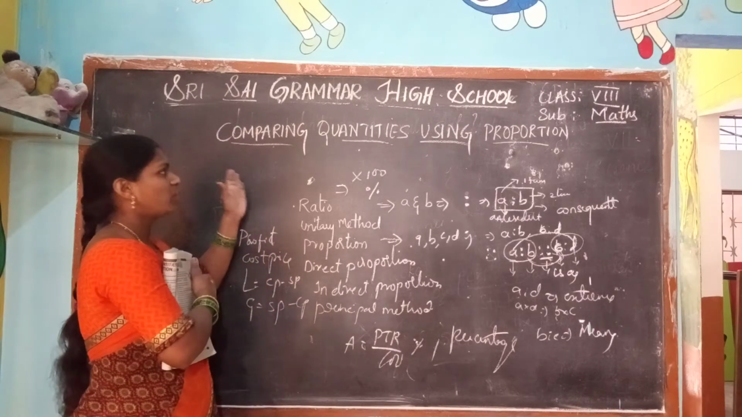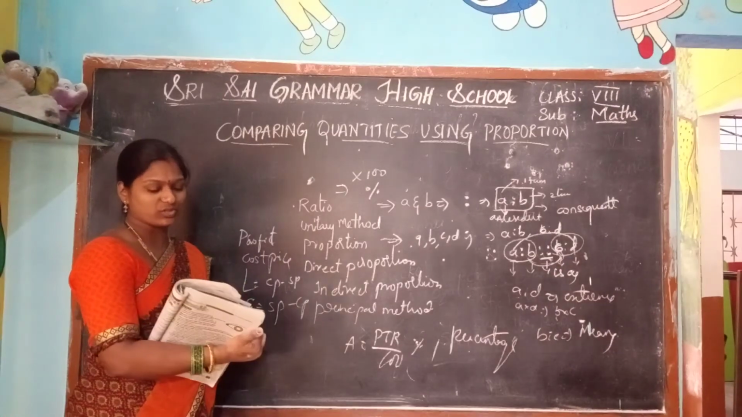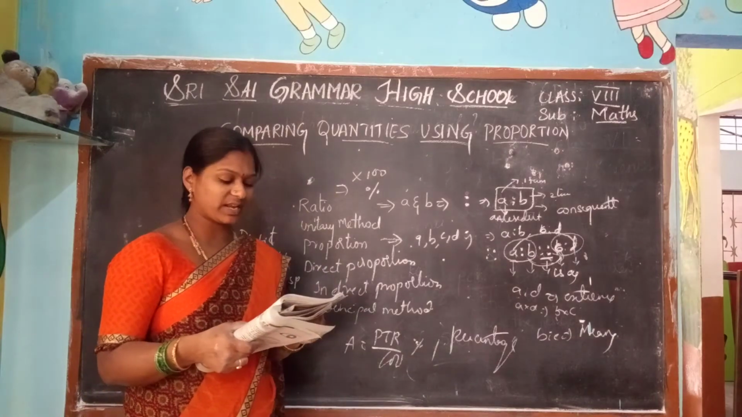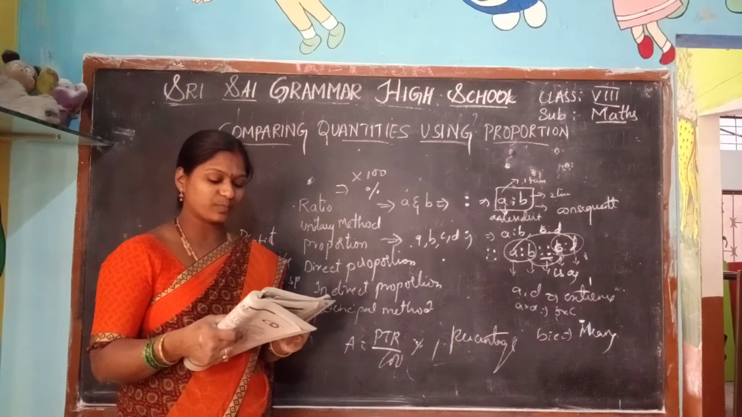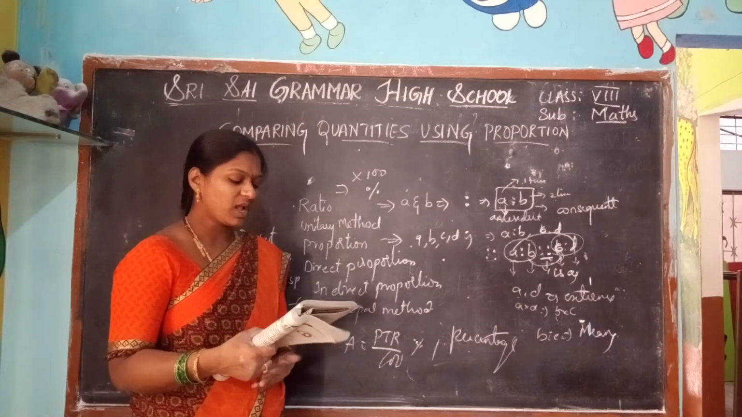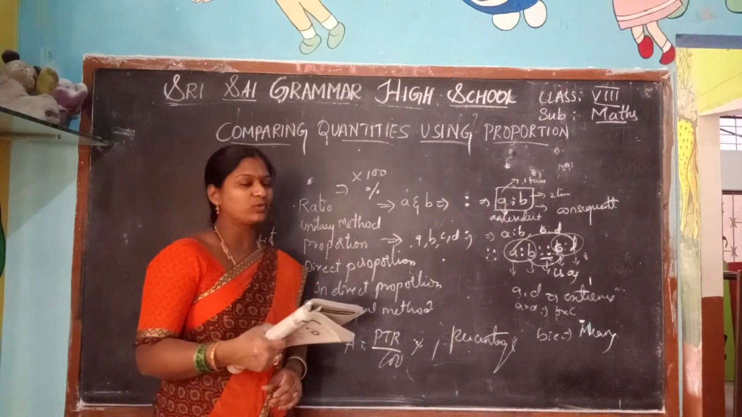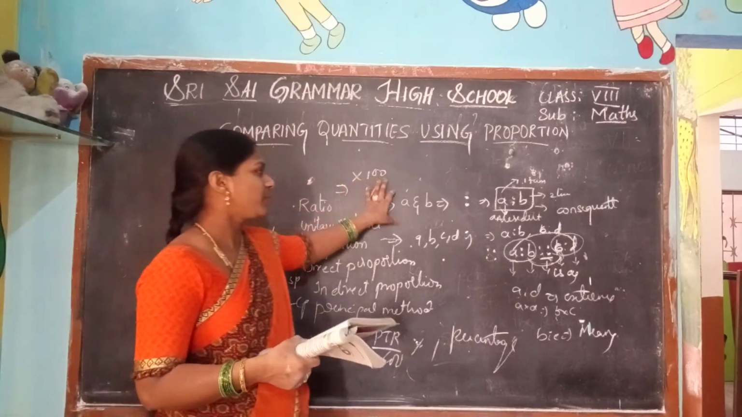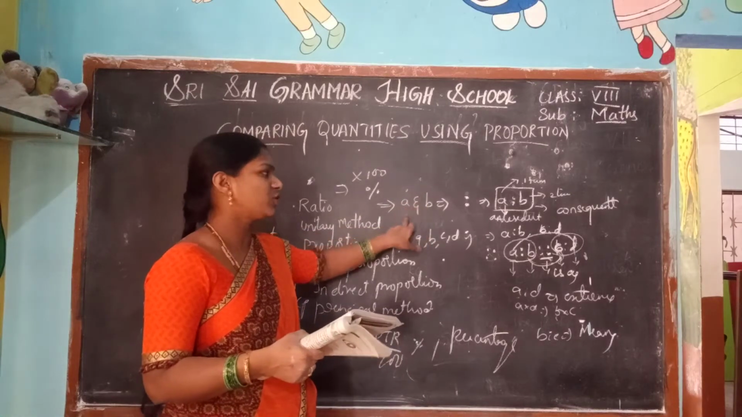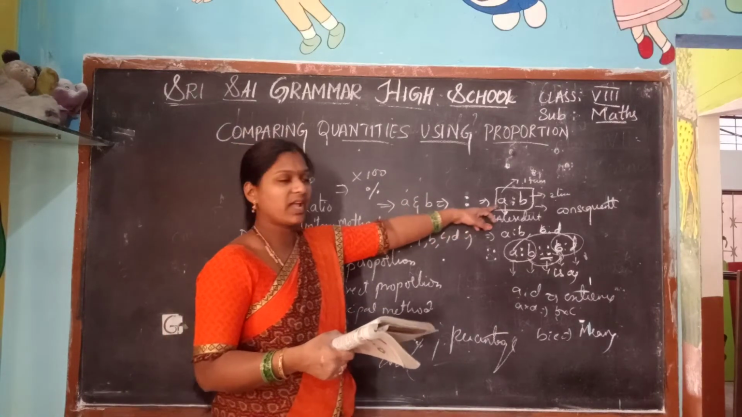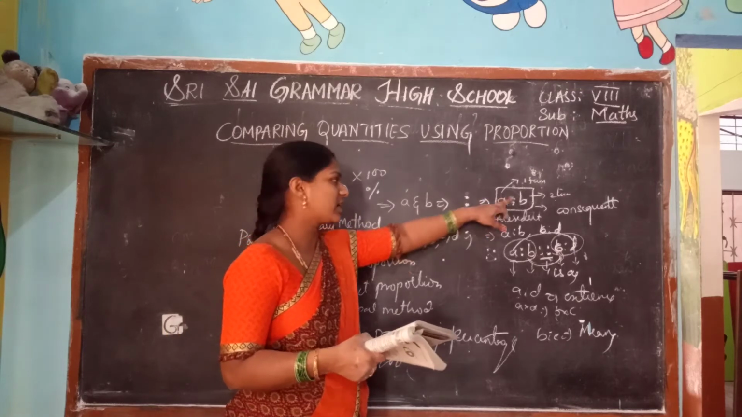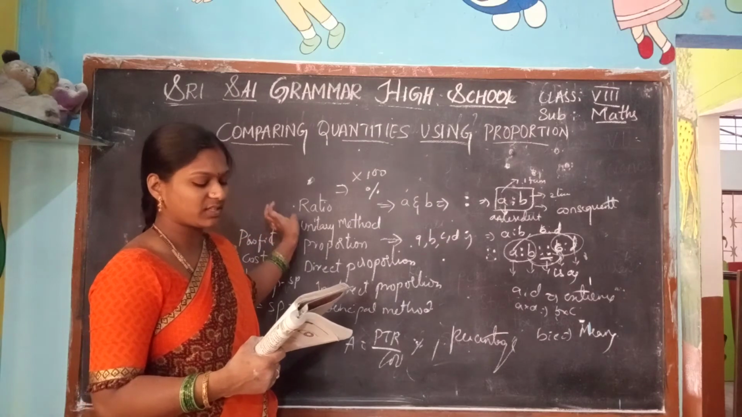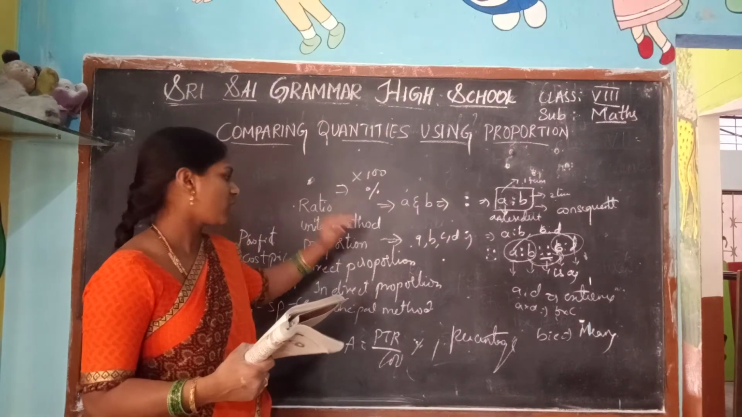Now we are going to see how to compare quantities using proportion. If simple ratios are expressed as a single ratio, as the ratio of the product of antecedents to the product of consequents, we call it the compound ratio of the given two simple ratios. Till now we have learnt simple ratios, A is to B. The first one is called antecedent, the second one is called consequent. A is to B and C is to D are two ratios, and the compound ratios are called proportion.